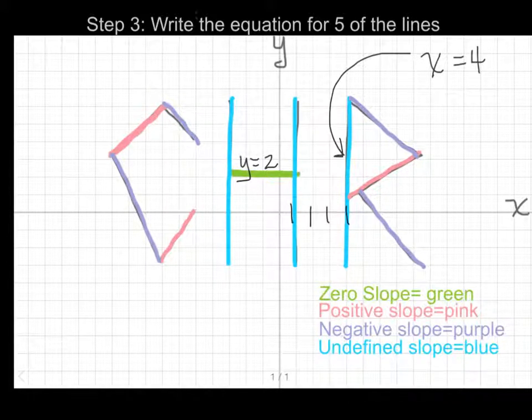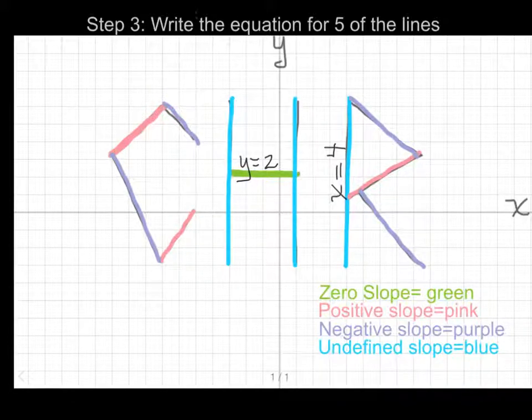The next line I chose is one of the undefined slopes, and that is on my R there in blue. I've pointed it out with the arrow. And for this case, when you have an undefined slope, I'm going to look at my x-intercept, so I would have to go to positive 4, and for every value of y, x is always 4, it remains 4. So the equation of this line would be x equals 4. And now I'm going to write the equation, x equals 4.